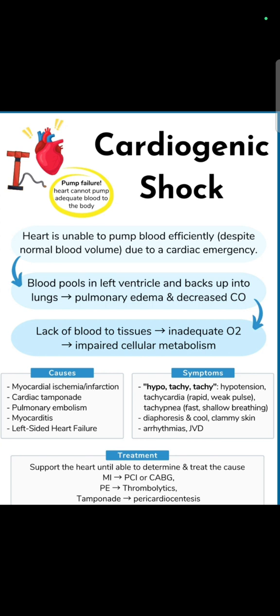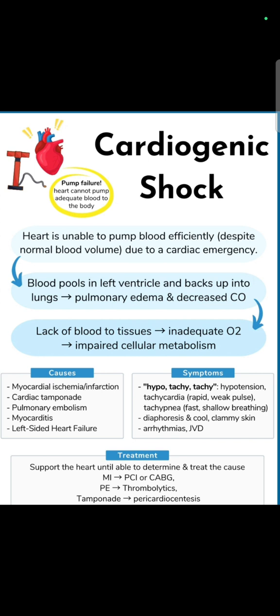And what are the causes of cardiogenic shock? First one is myocardial infarction or myocardial ischemia. That means there is a lack of blood supply to the myocardium due to some thrombus or atherosclerosis, which leads to myocardial infarction. In such cases also, the complication is cardiogenic shock. Cardiac tamponade, pulmonary embolism, myocarditis, and left-sided heart failure are the conditions which lead to cardiogenic shock. We can study this in detail in another class.